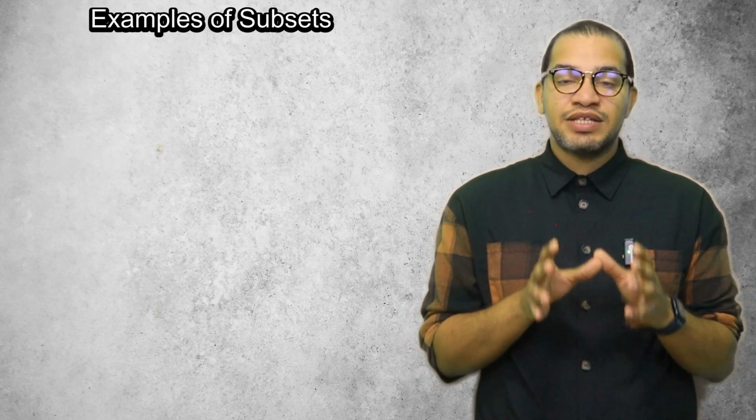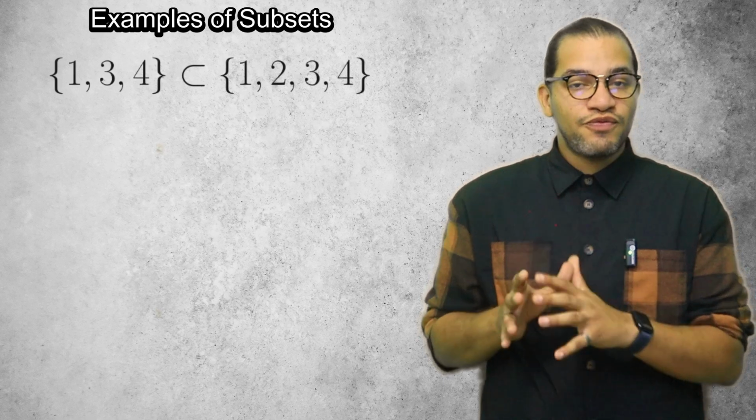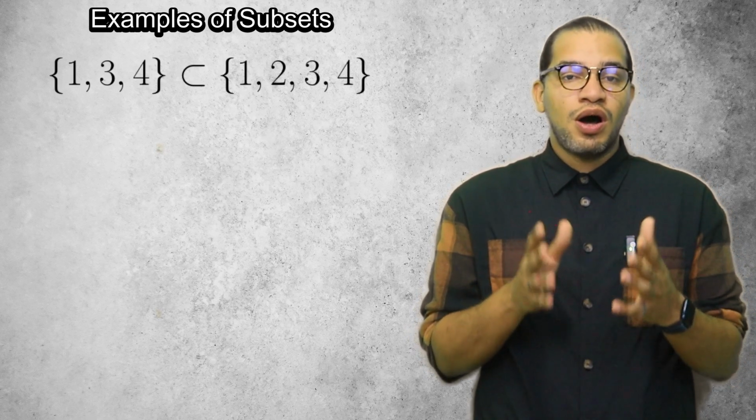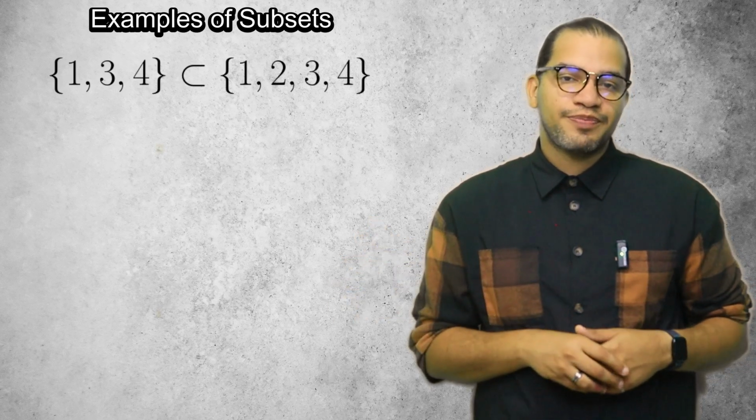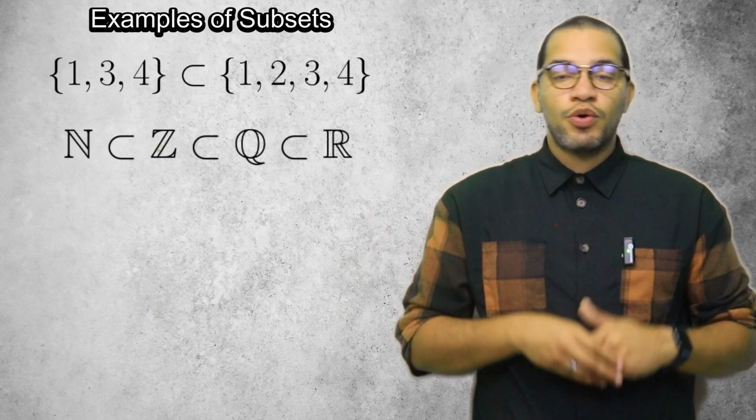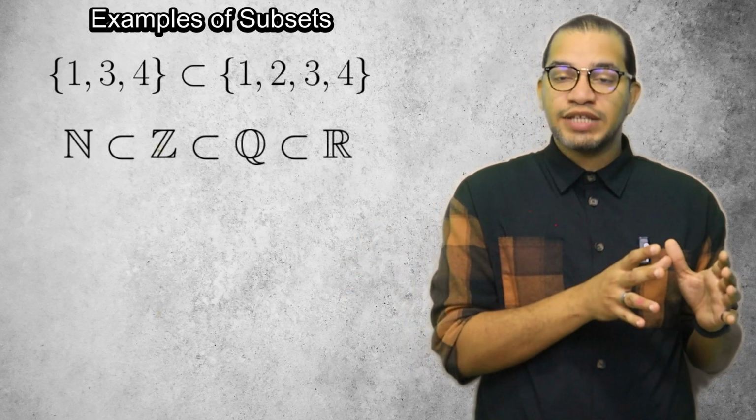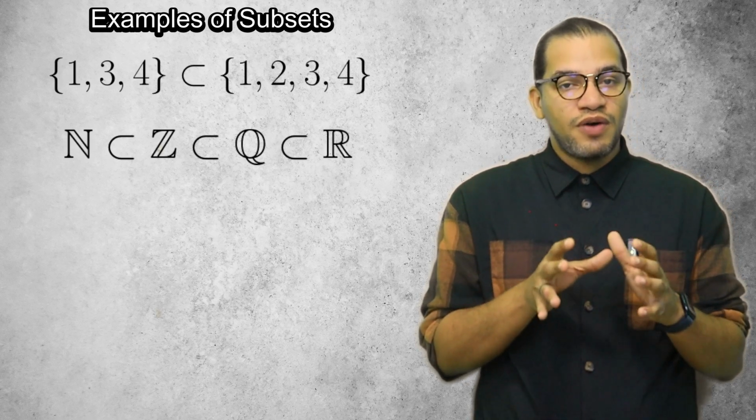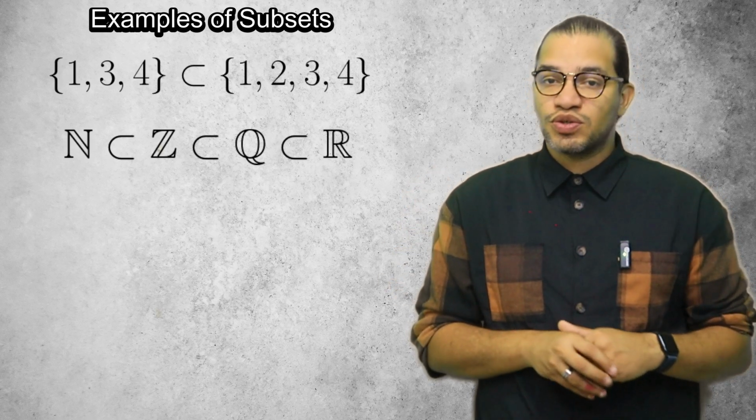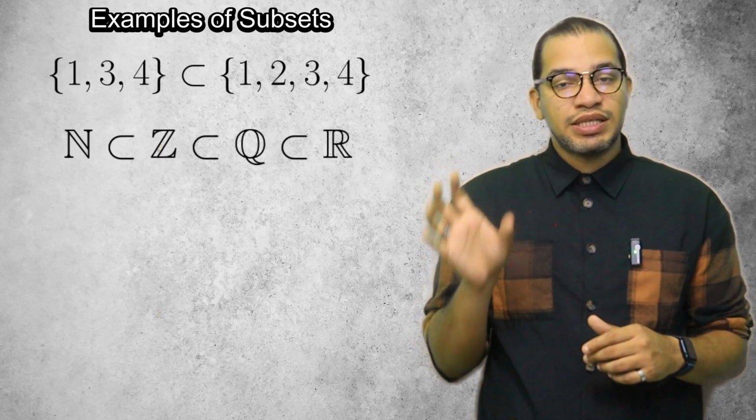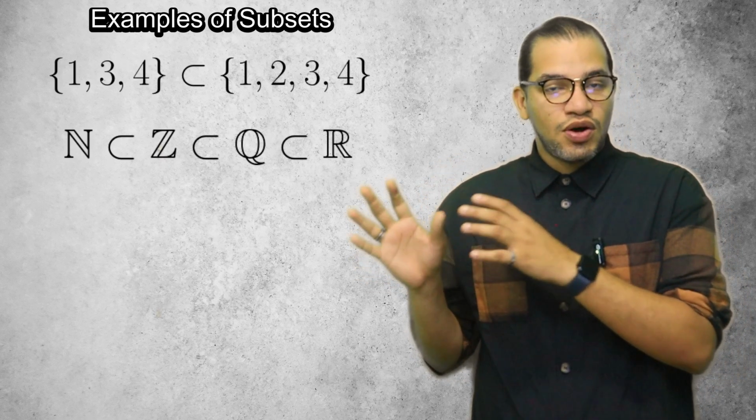By inspection, we can verify that the set with elements 1, 3, and 4 is a subset of the set with elements 1, 2, 3, and 4. As well, we can notice that the set of all natural numbers is a subset of the set of integers. This one is a subset of the set of rational numbers, and this one is a subset of the set of real numbers.